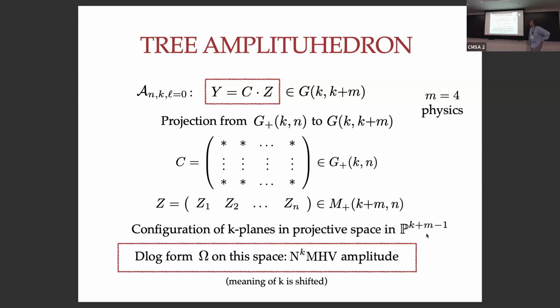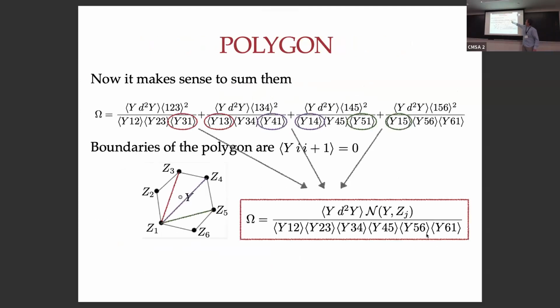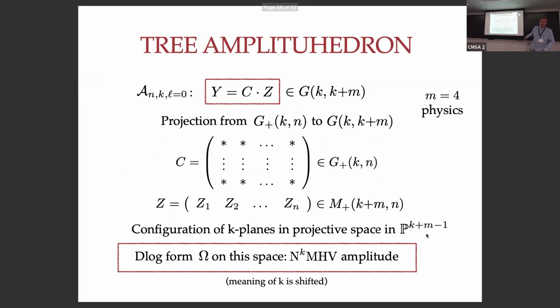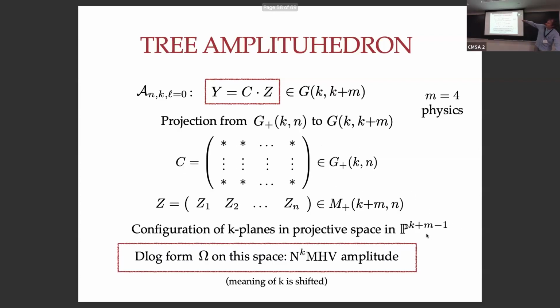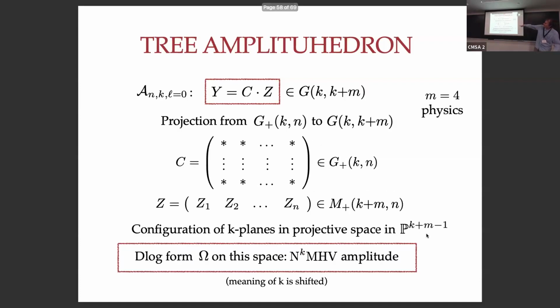And the d-log form on this space, analogous to what we had here, or the sum of those, is already giving you all tree-level amplitudes of gluons. And the k parameter here labels which helicity sector of amplitudes you get. So you see that there is only one small step from the polygon over here, just changing label 1, and 3, to k and k plus m. Otherwise, the definition stays the same.